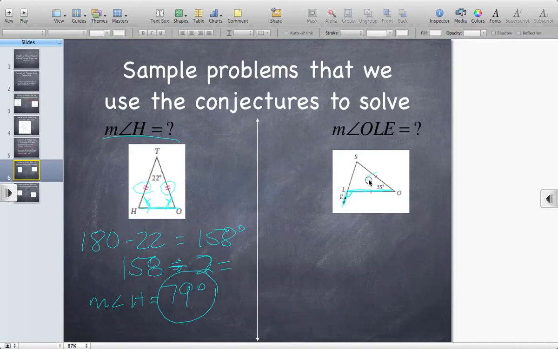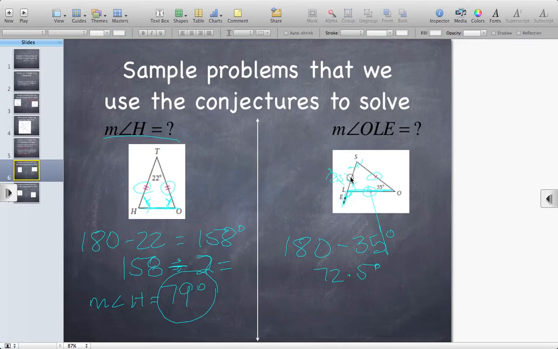Noticing our markings, we know SO and LO are our two congruent sides. That means SL is the base, so angle S and angle OLS are the two congruent angles. So let's use that same idea again of 180 degrees minus 35. So 180 minus 35 is 145. Divide that by 2 and we get 72.5 degrees. Now that's angle SLO, that's 72.5.